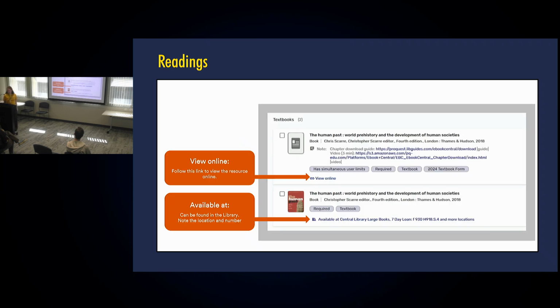To read the included readings, you will open the relevant section and look underneath the publication details to see how to access it. Some resources will be online. Simply click View Online and you'll be taken to it. Other resources will be in the physical library. These say available and give both a location, which is the library branch you can find the book at, and a location number, where you can find that book in the library. For example here, you can see that our second one, The Human Past, is available at Central Library Large Books, and the location number is the F930 number. I am not reading out all those numbers.